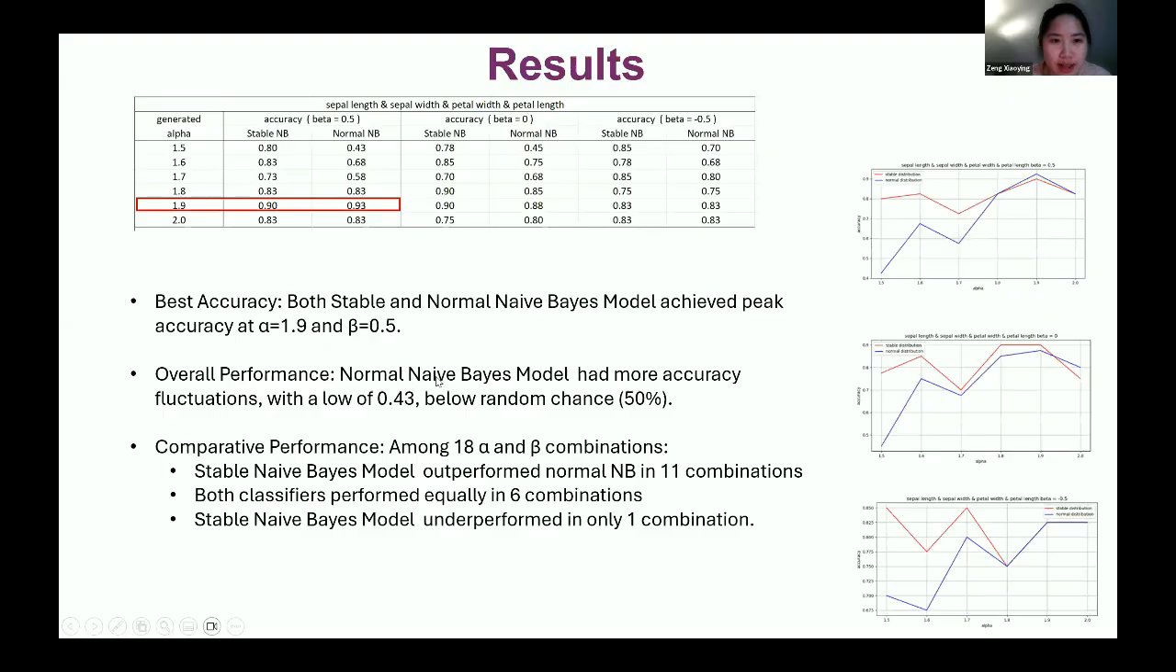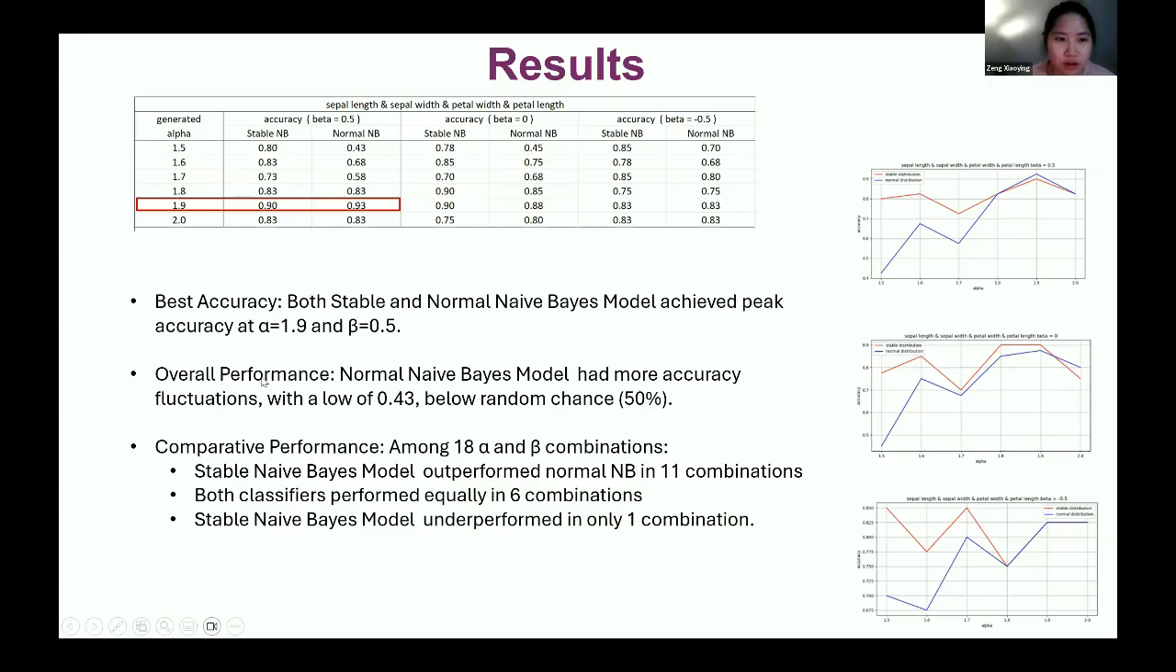Our results for the iris dataset show the best accuracy. We just pick four combinations here to show. We generate different alphas and different betas, 0.5 and minus 0.5, and they largely show that the stable one is higher than the normal one. You can also see in this graph that the red line is higher than the blue line.